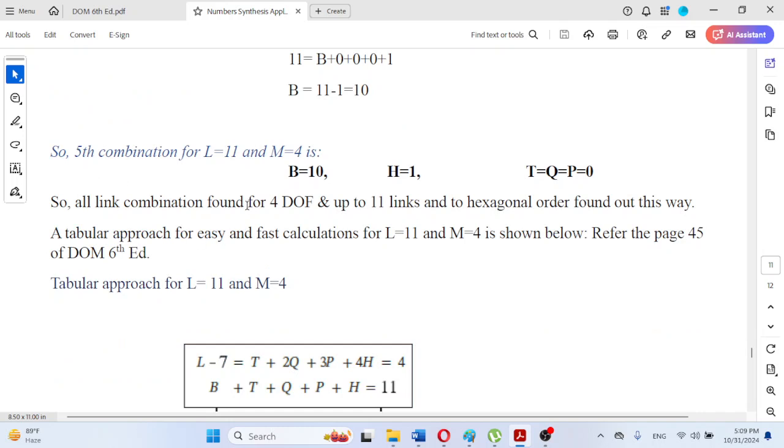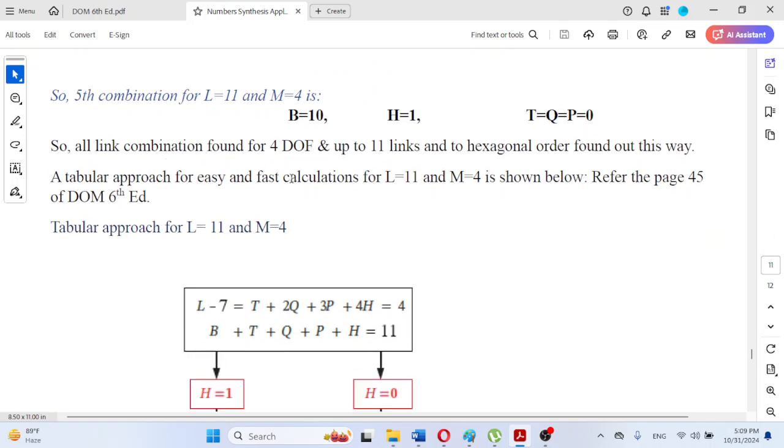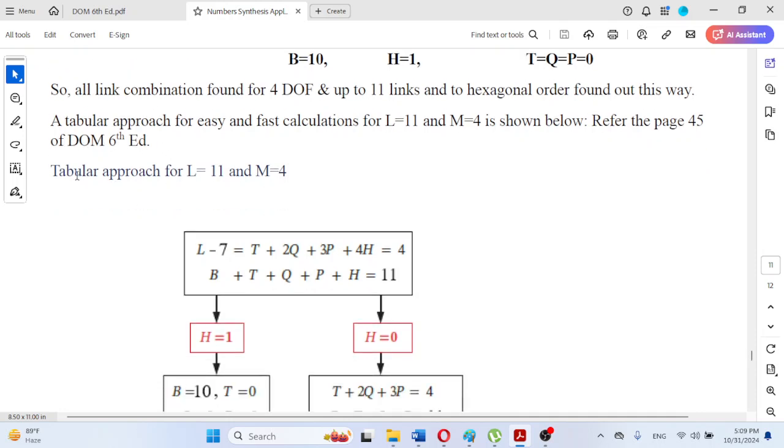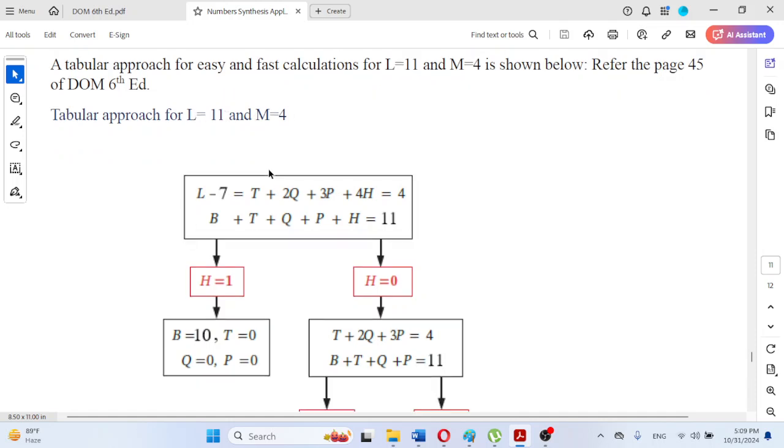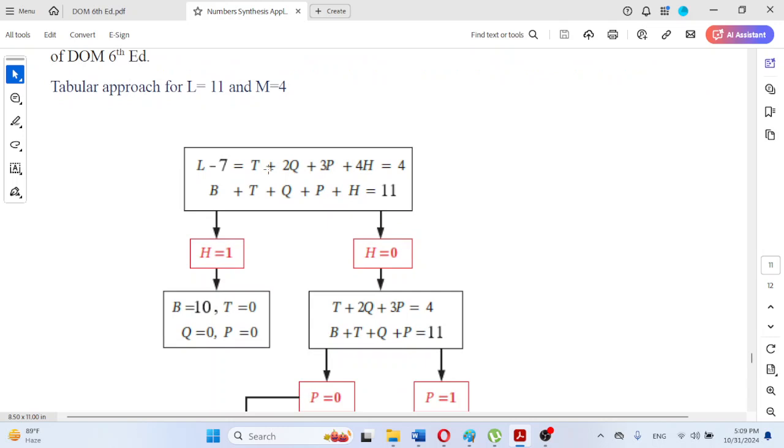So all link combinations for 4 DOF, up to 11 links and up to hexagonal order, are found this way. So a tabular approach for easy and fast calculation for L equal to 11 and M equal to 4 is shown below. Refer to page 45 of the Design of Machinery book, 6th edition. A tabular approach for L equal to 11 and M equal to 4. So here the tabular approach has also been used for 4 DOF.